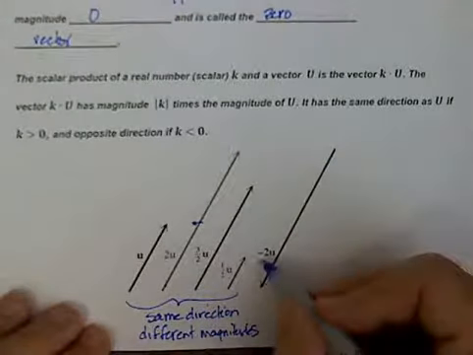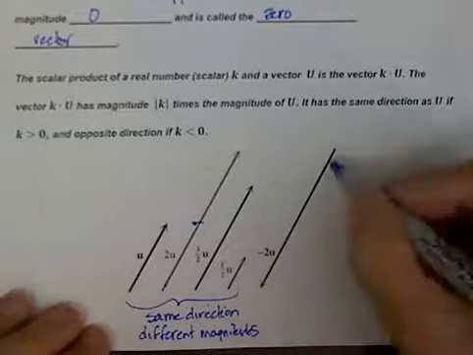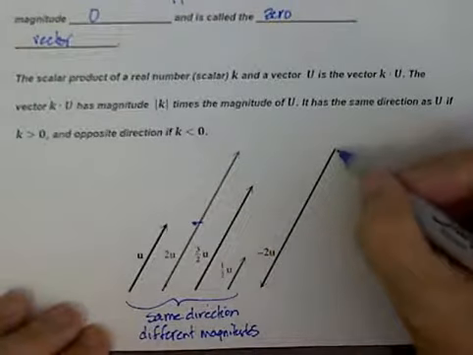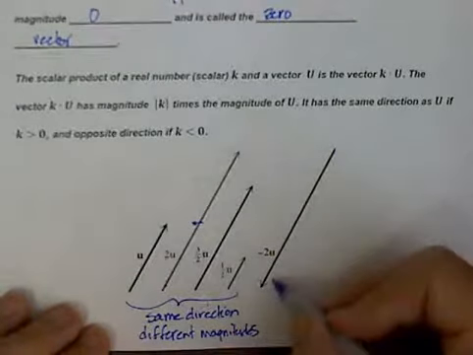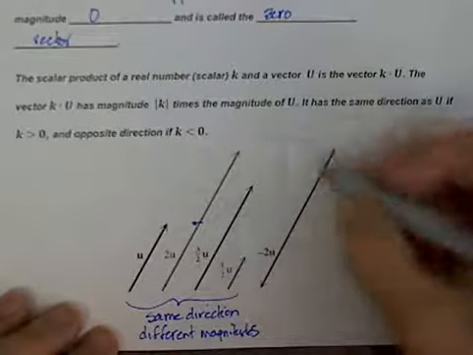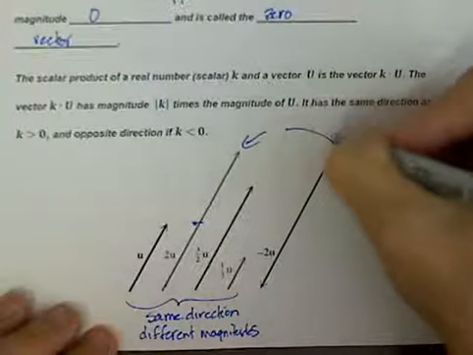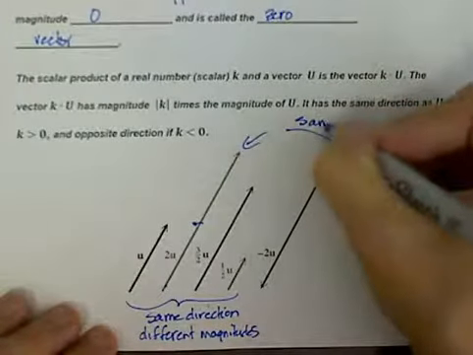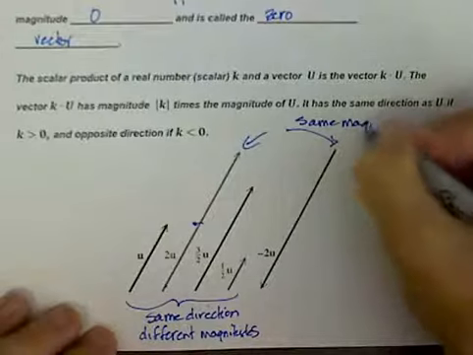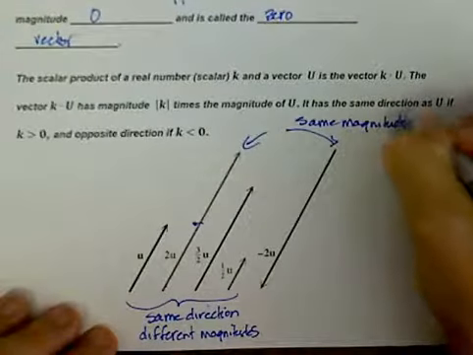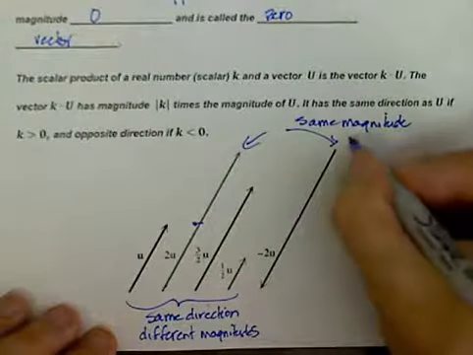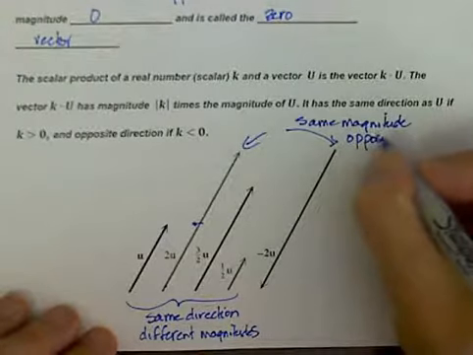Now this one is negative 2 times u, so this one is actually going in the opposite direction. Notice it starts here and ends here. This one has the same magnitude as 2u, so this one and this one have the same magnitude, but they're opposites of each other, so they're going in opposite directions.